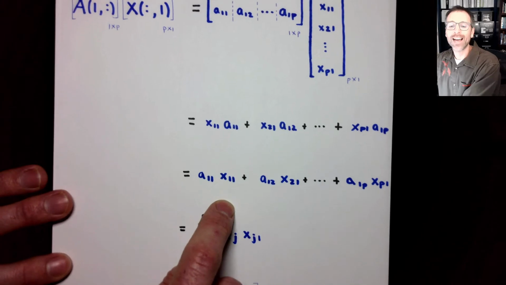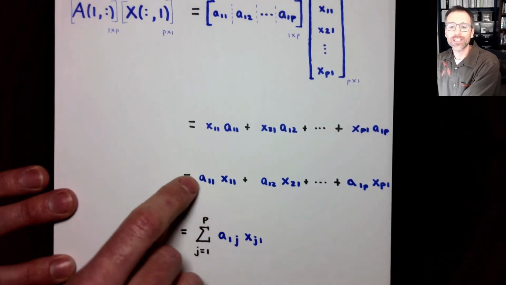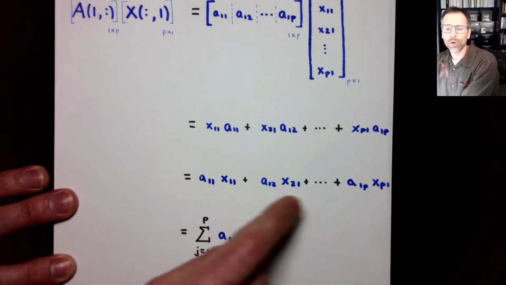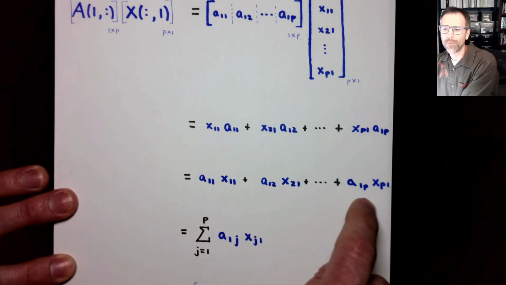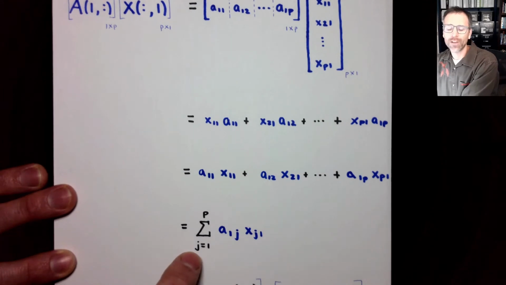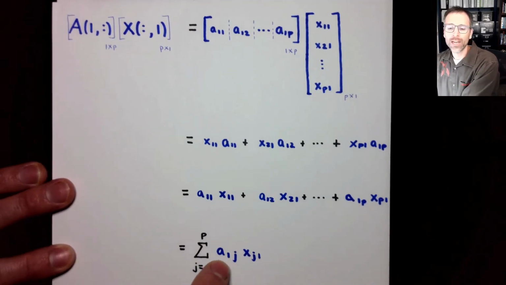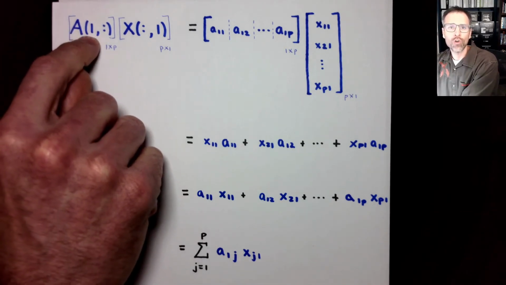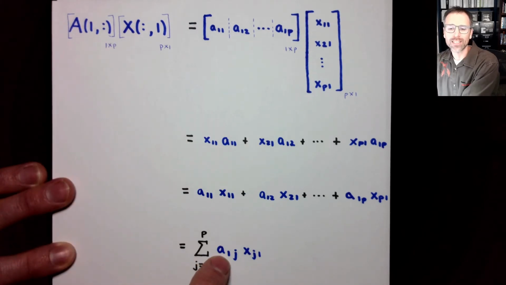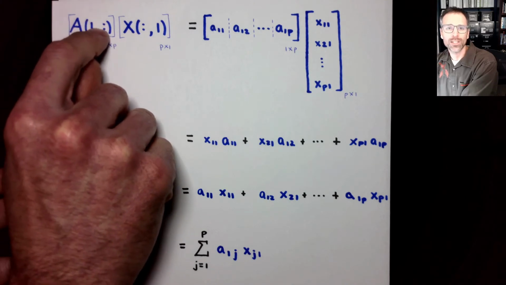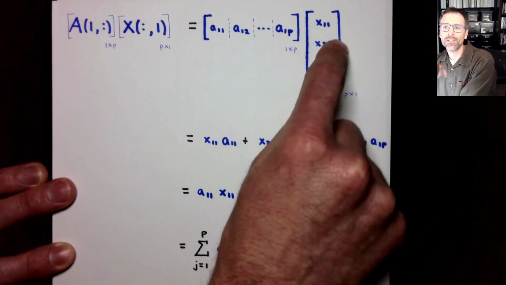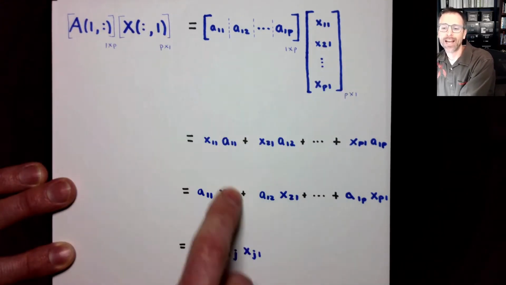Moreover, we could write that using summation notation. Notice that the sum that we're looking at here starts at J goes from 1, and then 2, and then 3, all the way to P. So here we've got the sum with J from 1 to P of A1J XJ1. And we're wondering, how do these numbers 1 and 1 correlate with the row number and column number? So right now I see that the 1 in A1J comes from the first row, and the 1 in XJ1 comes from the first column.